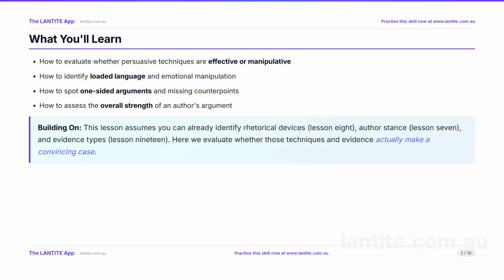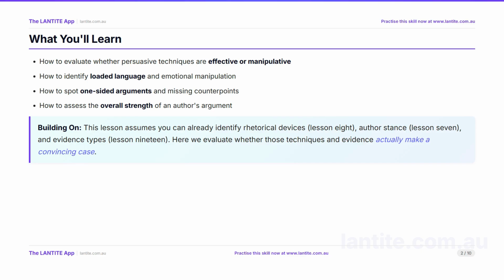Here is what we will cover. First, how to evaluate whether persuasive techniques are being used effectively or manipulatively. Then, how to identify loaded language, which is word choice designed to trigger emotional reactions. We will learn to spot one-sided arguments where the author ignores opposing views. And finally, how to assess the overall strength of an argument by pulling together everything you know about evidence, logic, and technique.